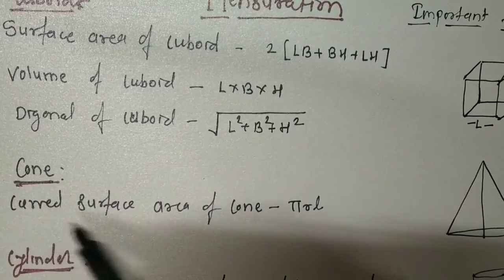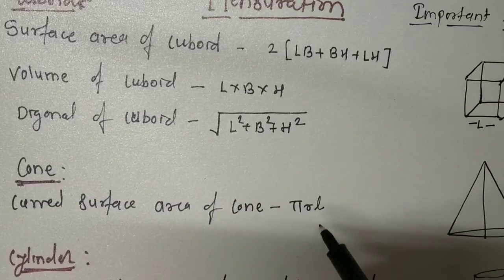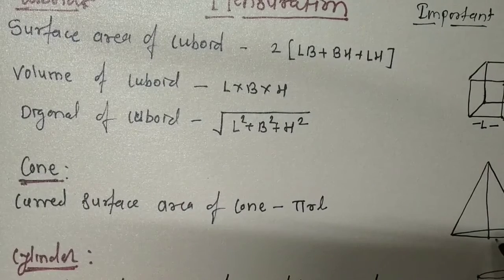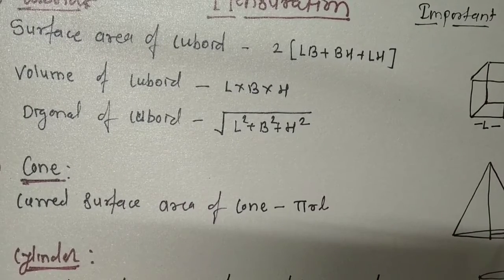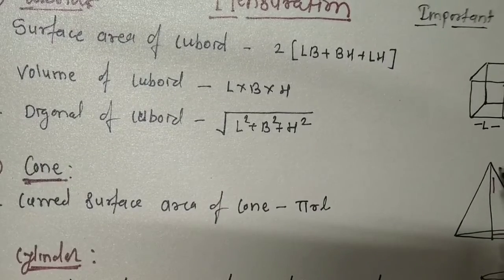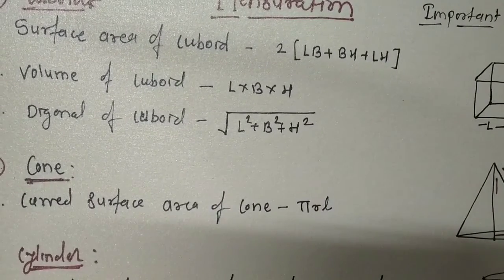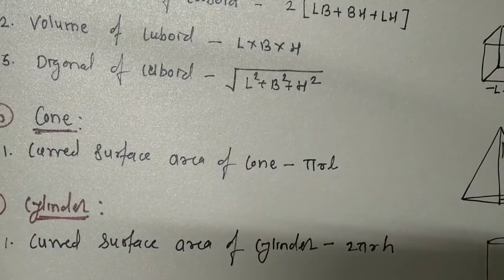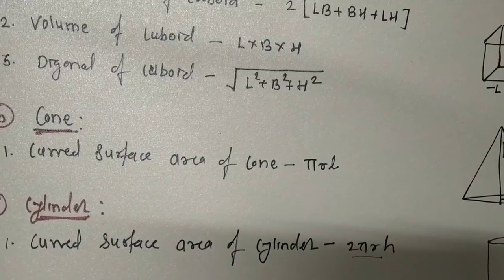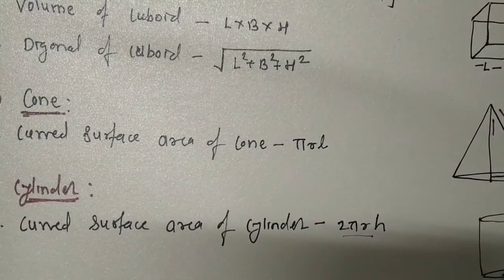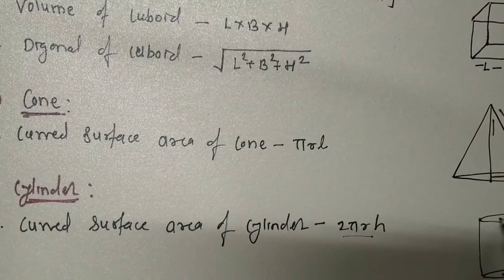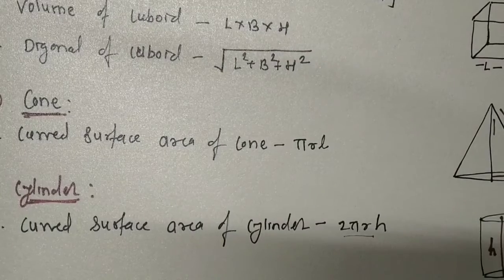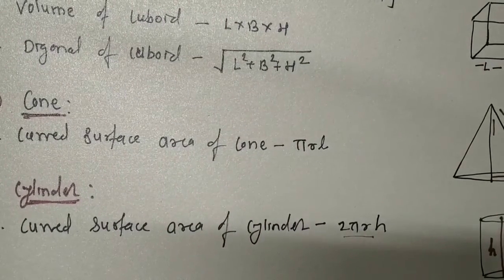Now if I want to calculate the curved surface area of a cone, then the formula is pi r L. And what is L? L is nothing but the slant length and r is nothing but the radius. So this is r and this is your L, length. Now the cylinder. The curved surface area of a cylinder is nothing but 2 pi r h. The cylinder looks like this. r is the radius of this cylinder and h is the height of this cylinder. So 2 pi r h is the curved surface area of the cylinder.